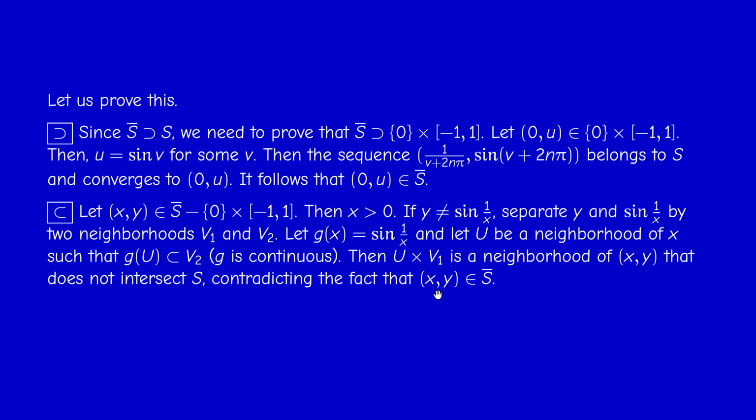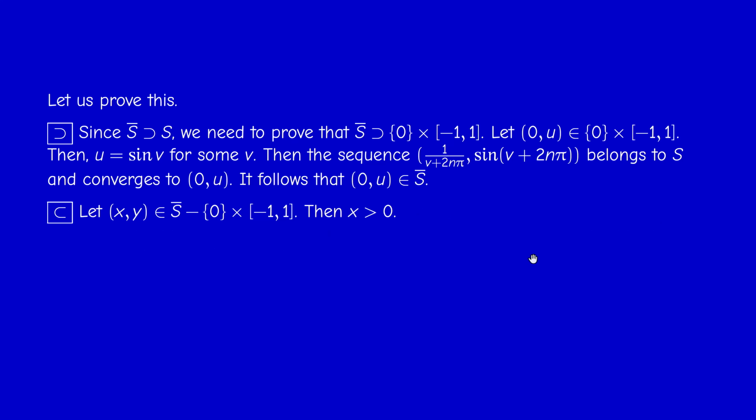Now, by definition of the product topology, U times V1 is a neighborhood of (x, y) because it's what we call an open rectangle. And by the separation condition, this neighborhood does not intersect S. And this contradicts Proposition 1.8. Therefore, necessarily y equals sin(1/x), which means that (x, y) belongs to S. And that's it.